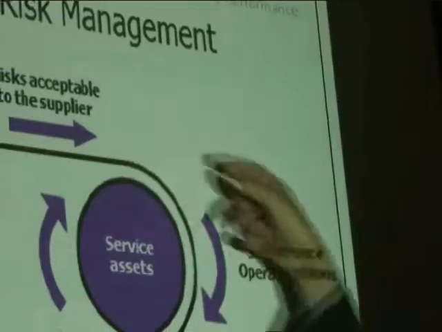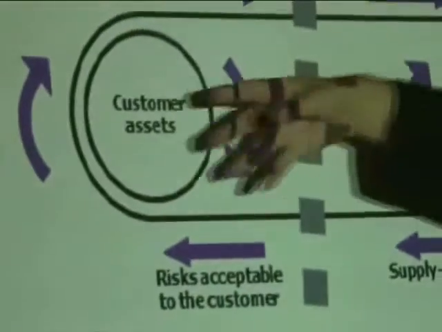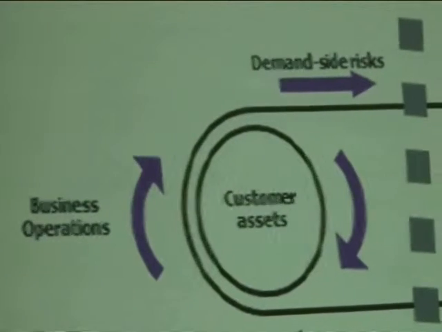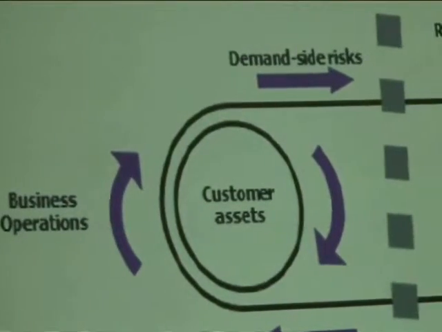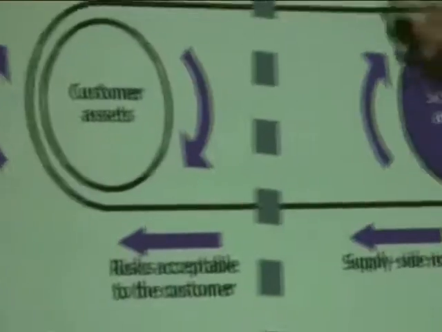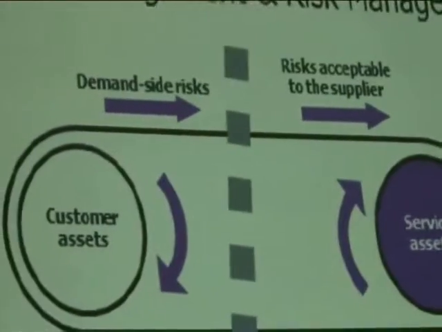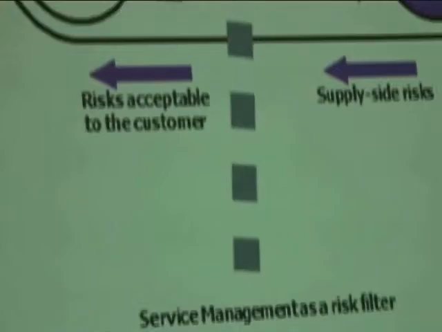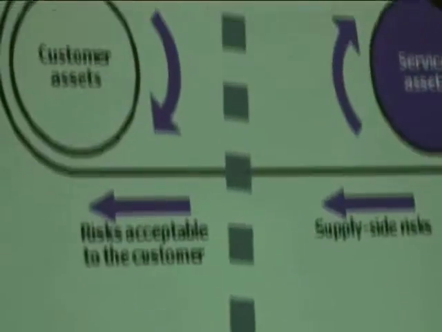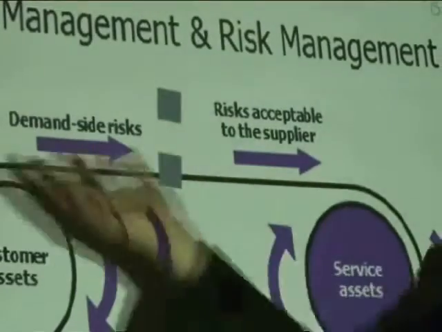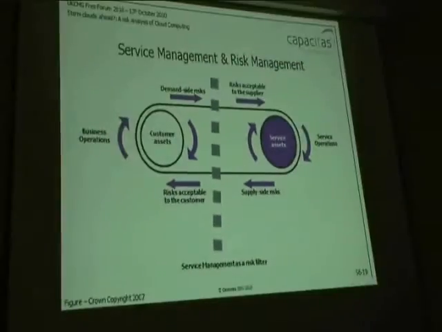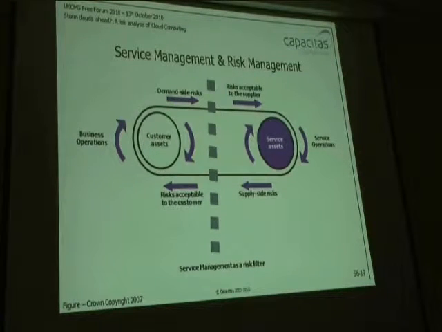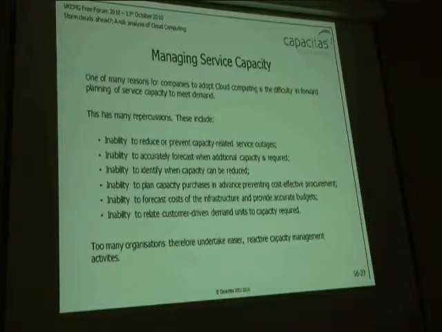So if you imagine this belt going round, you have demand side risks from the business, so that's things such as we're going to go out and buy another competitor, and that's going to be a 30% uplift in demand of our services. So that's a demand side risk. And obviously service management can act as a filter there and say, well, you can do that, but we won't be able to service more than 15% of that demand. So that's a risk acceptable to a supplier. That can be an internal organisation, that can be an external IT organisation, and so on. And the same on the supply side as well. We as capacity management have an ability to filter that, and in service management have an ability to filter that to some extent.